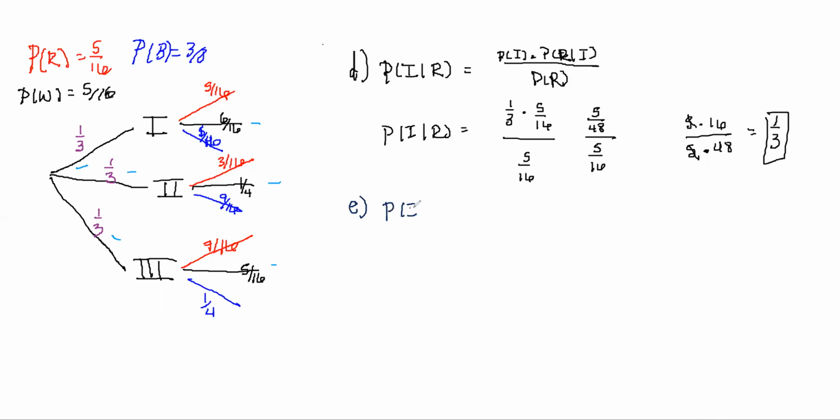So probability of jar 2 given blue. I'm going to use the same thing, probability of 2 times probability of blue given 2 over probability of blue.